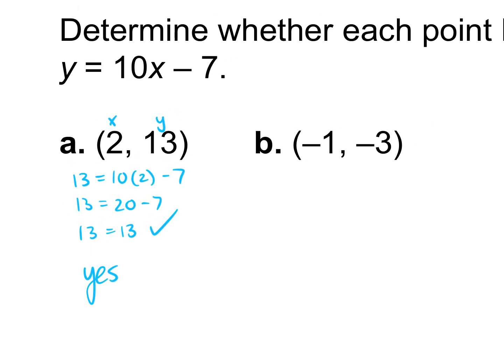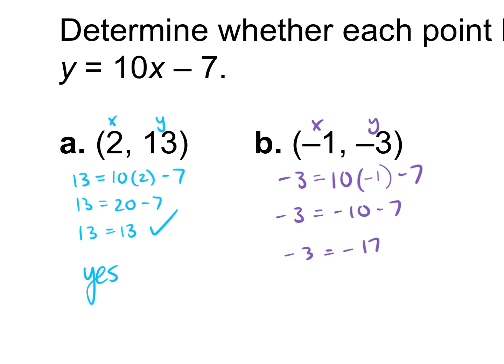For B, we do the same thing. We're going to plug in -1 into x and -3 into y. So -3 is equal to 10 times -1 minus 7. So -3 is equal to -10 minus 7. -3 equals -17. This is not true, so no, this is not a solution.